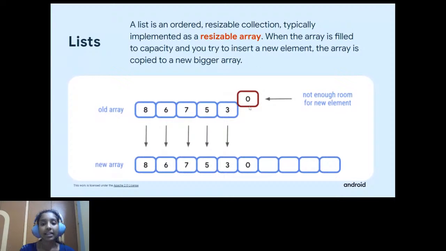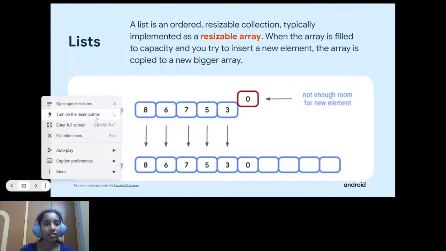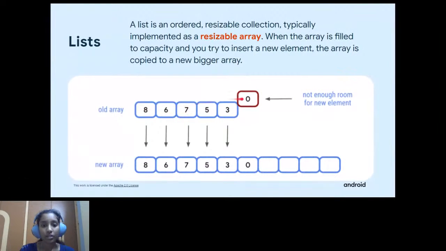So when an extra element, as you can see here, is being added, there is no place in the array. So what will this list be doing? It will be adding more number of places in the list, and it will have its own place for the new element. In this way, list will be working in our Kotlin. So this is a major difference between array and list.